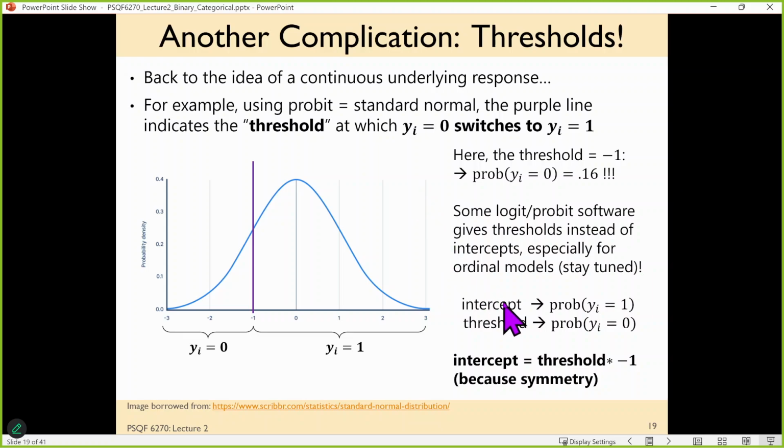So some software will spit out intercepts, which gives you the probability of a 1. Some software, like M+, will spit out thresholds, which gives you the probability of a 0. But this is why it might go the wrong way, because it's approaching it from this kind of perspective. In this unit, in talking about binary, I'm going to avoid this problem, but it will be unavoidable in ordinal data, and I will show you a way to make the software do what we want to get intercepts instead.